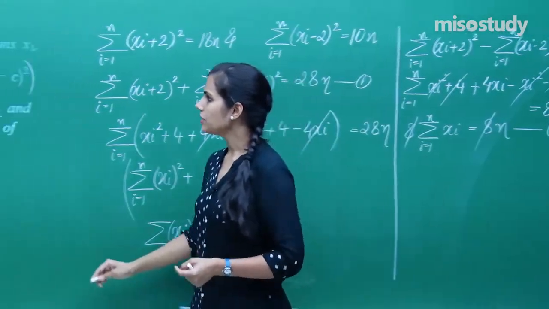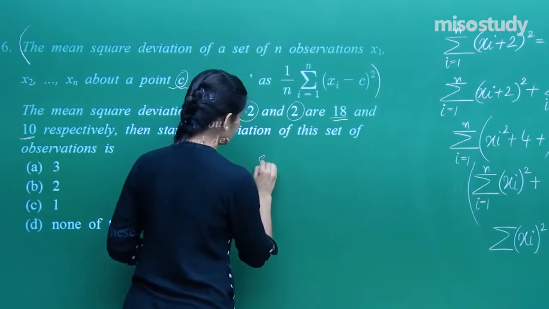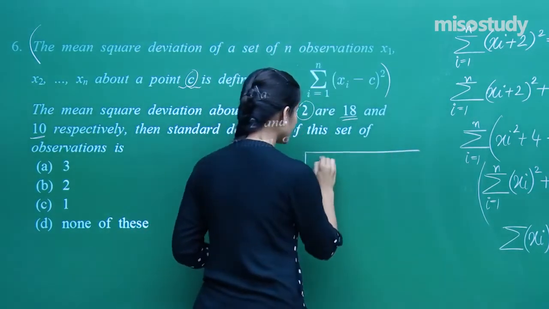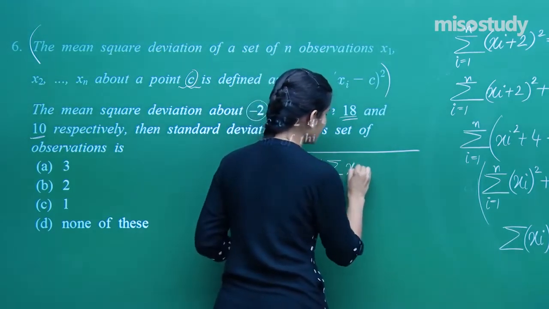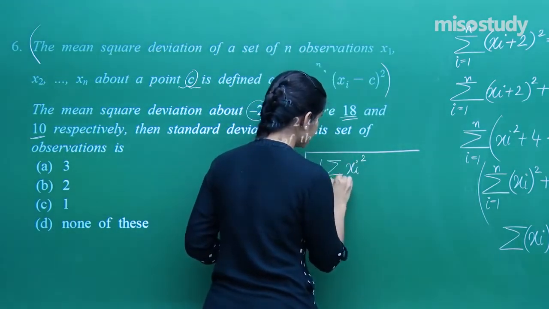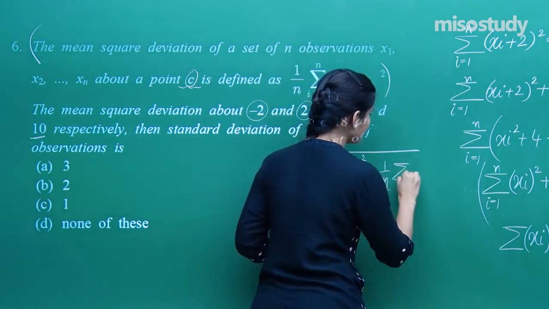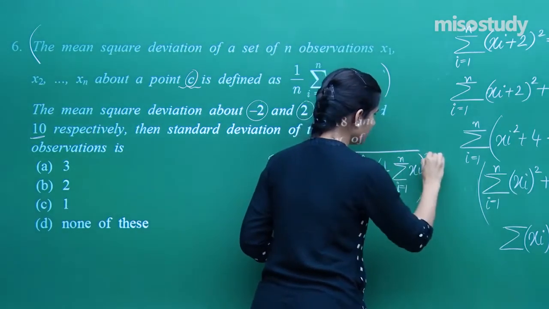Question was to calculate the standard deviation. Standard deviation is what? Positive square root of the variance. Variance is what? 1 by n summation xi square minus (1 by n summation xi) whole square.